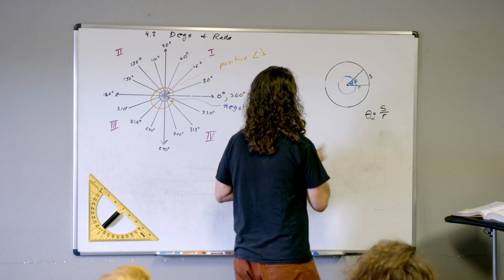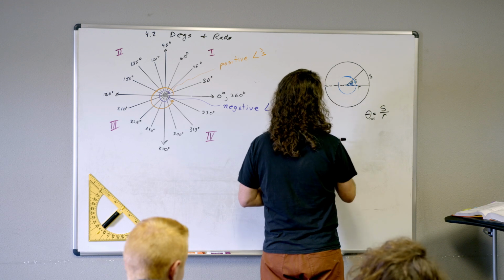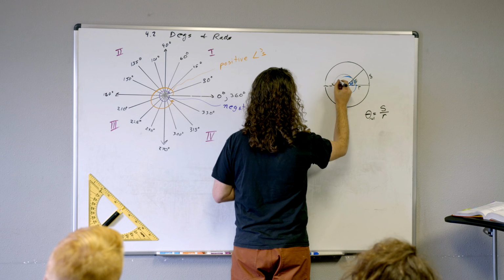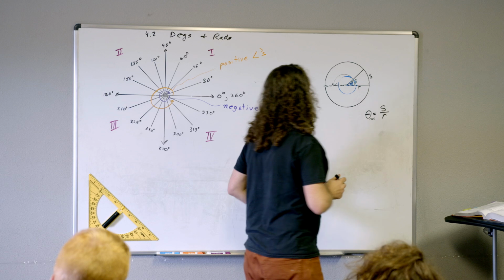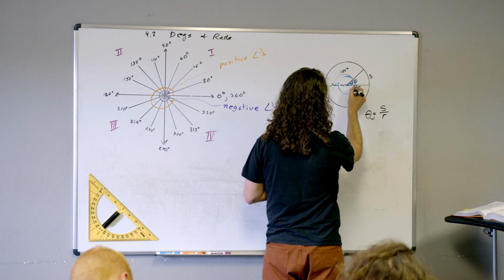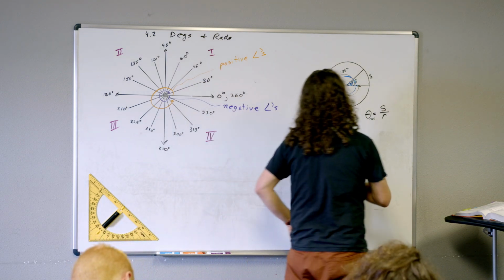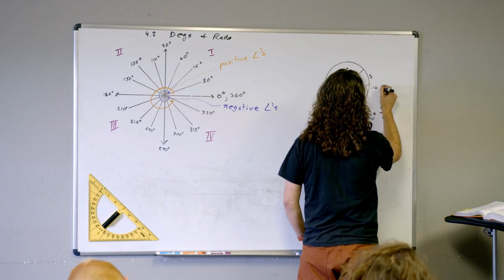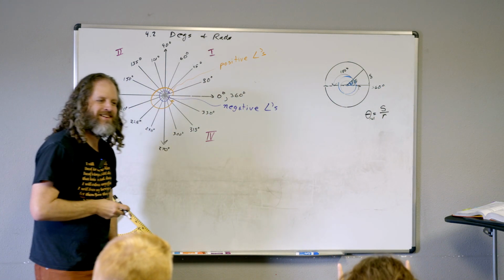So let's do a little bit of looking at our little circle here. How many degrees is this? 180 degrees. Now, how many degrees is this one? 360 degrees. How many pies is it all the way around?